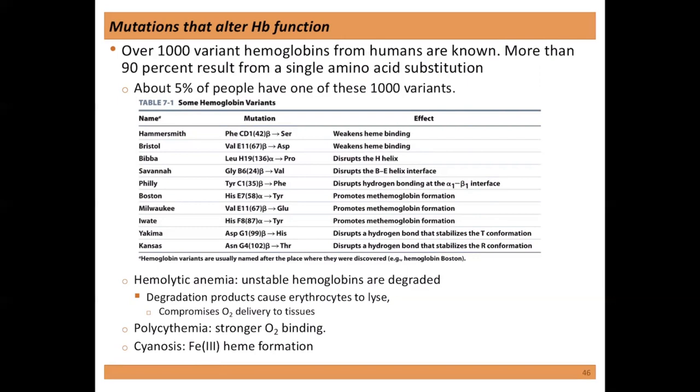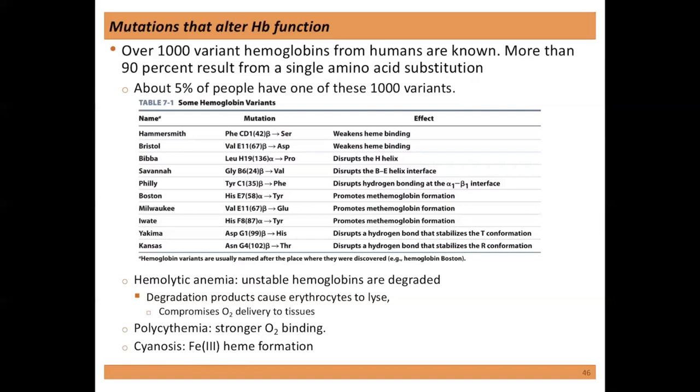This leucine 19 to proline, like we know, proline actually disrupts alpha helices. Glycine to valine disrupts the B to E helix interface. Anyway, so you can see the other ones there.